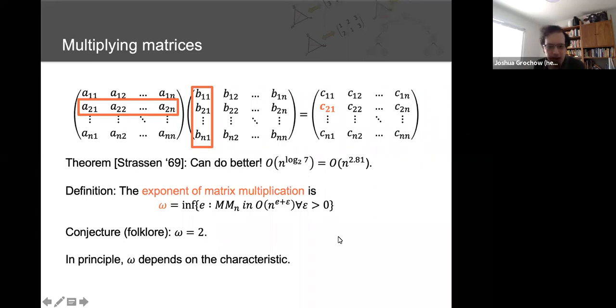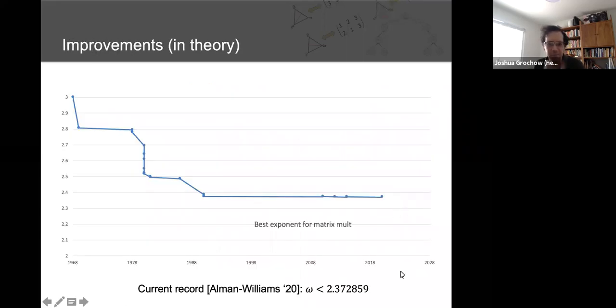Okay, so what's the history here? Prior to 1969, we knew that omega was at most 3. This 2.81 here, this was Strassen's algorithm. There was a long series of improvements in the 80s, culminating with results of Coppersmith and Winograd that brought some interesting additive combinatorics into it.